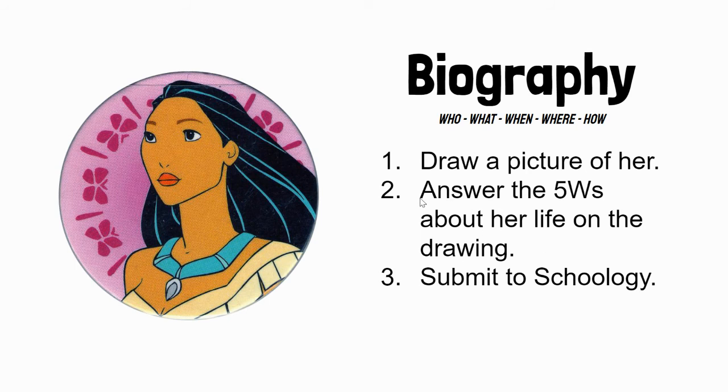Then you're going to Google research and simply find the answers to who she was, what she did that was so important, when she did it, where, and how this important event unfolded. Maybe it's just a sequence: first this happened, then this happened. So you can put it as a bullet list just like you see it on the screen, okay?